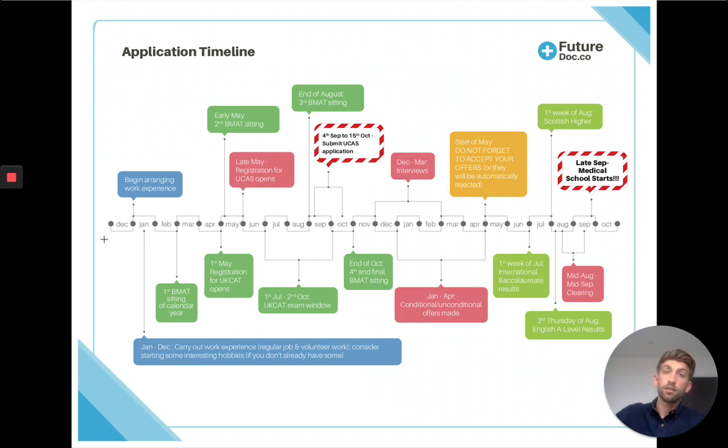Then, I'll just pop my glasses on because this is all quite small writing. Then you want to start thinking about your aptitude tests. It depends on what aptitude tests you need to do depending on the university that you apply to. So if you need to do the BMAT, there are actually 4 sittings for the BMAT. One in mid-February, then the second one's in early May, then end of August, and then the end of October is the final one for that cycle.